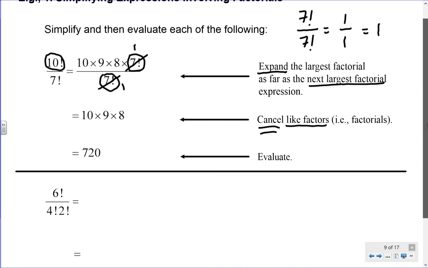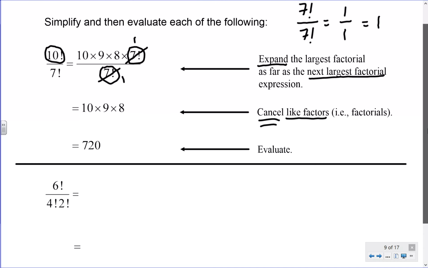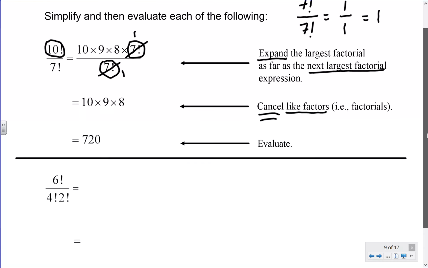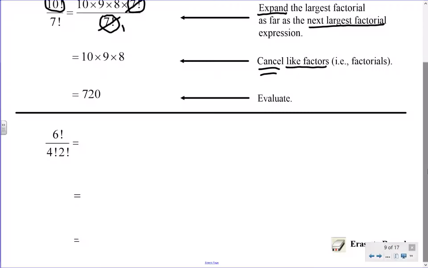So again, the technique: expand the largest factorial out to the next largest, and then look for like factors to cancel. So consider this one here. We have 6 factorial divided by 4 factorial, which is also multiplied by 2 factorial. So take a moment to think about your first moves.